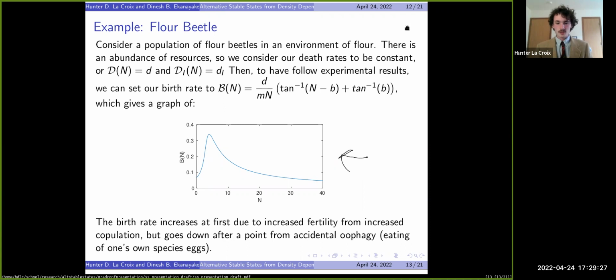The birth rate increases at first due to increased fertility from increased copulation, but after a point, it goes down from oophagy, which means the eating of one's own eggs, because we're in a small controlled environment. So it's going to be hard to not accidentally eat eggs. And that's going to cause, as we increase, a slightly lower rate in the per capita increase in the population, or of the birth rate here.